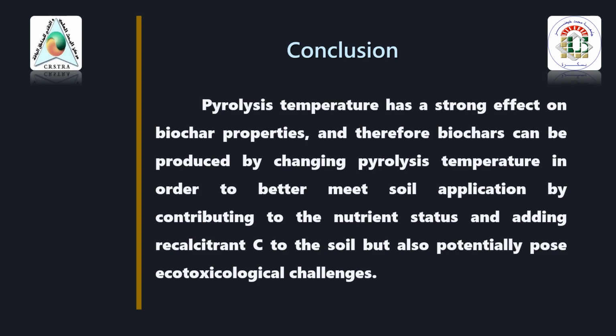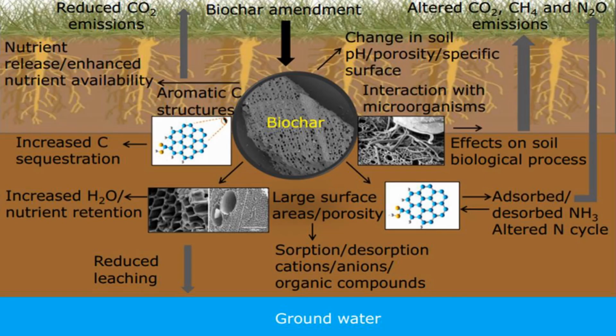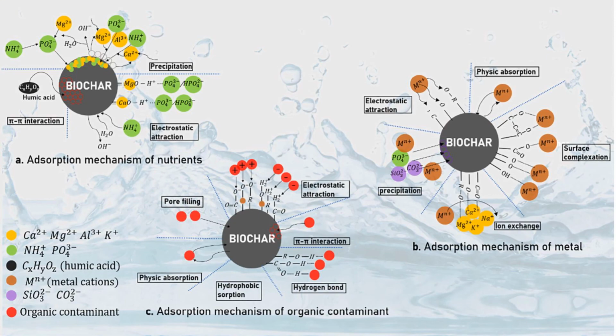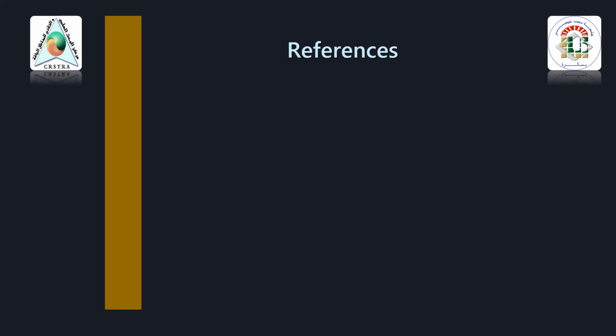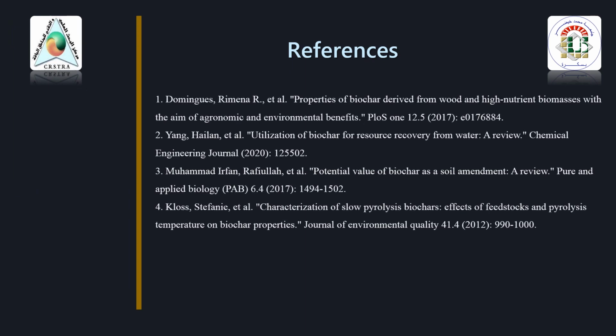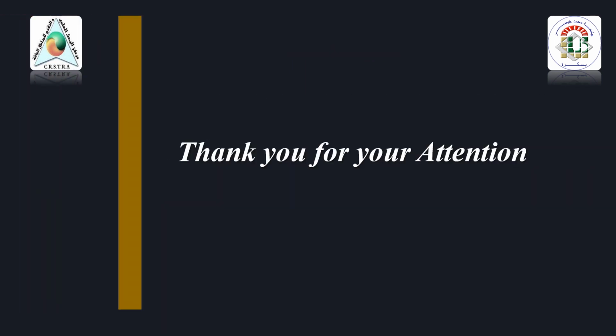As a conclusion, the pyrolysis temperature has a strong effect on biochar properties. Therefore, a biochar can be produced by changing pyrolysis temperature in order to better meet soil application, by contributing to the nutrient status and iron recalcitrance.